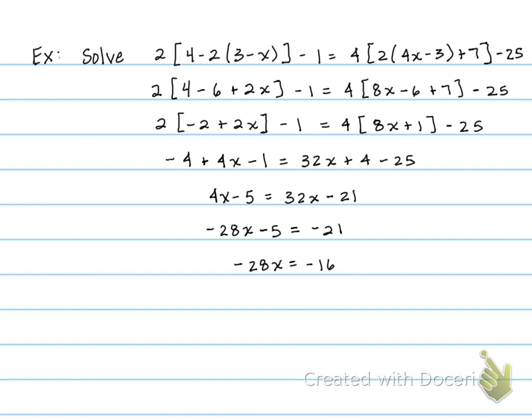So lastly, we're going to divide both sides by negative 28. So we get x equals negative 16 divided by negative 28. Well, we can cancel the negatives. There's 2 of them. And then 16 is 4 times 4, and 28 is 4 times 7. So if you know that there's a common factor in the numerator and denominator, it's totally fine to not do the full prime factorization. Just take out the factor that you know is going to cancel. And we get x equals 4/7.